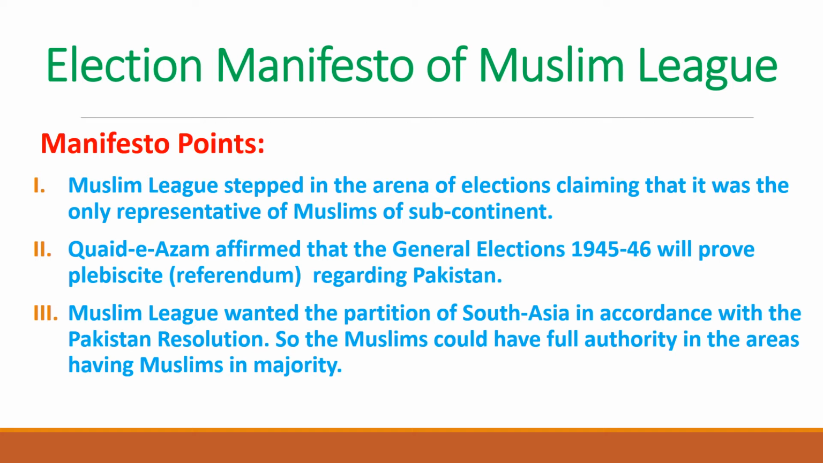The second point says Quaid-e-Azam affirmed that the general elections 1945-46 would prove to be a plebiscite, a kind of referendum with regard to the creation of Pakistan. And number 3 says the Muslim League wanted the partition of South Asia, whereas the Indian National Congress was not in favor of it. The Muslim League wanted partition in accordance with the Pakistan Resolution, so the Muslims could have full authority in the areas having a Muslim majority. So wherever the Muslims won the elections, those areas where Muslims lived in majority would be included in the state of Pakistan, where the Pakistan government would exercise full authority.